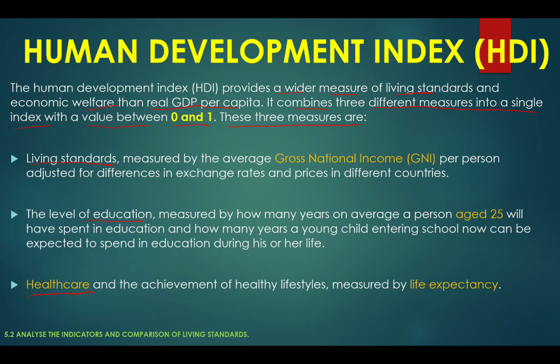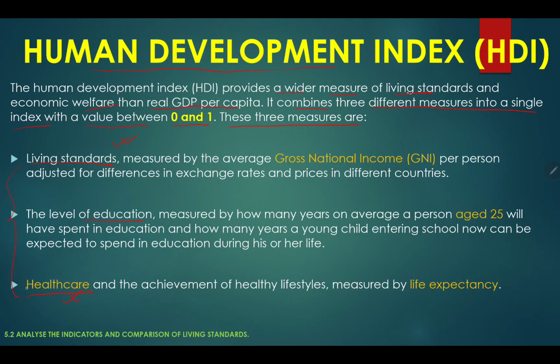The Human Development Index is wider and more meaningful, because GDP per capita tells you how much income a person is earning in a country, and it is influenced by both the rich person and the poor person. That's why HDI, the Human Development Index, is more meaningful, because it includes living standards, the level of education, and healthcare.